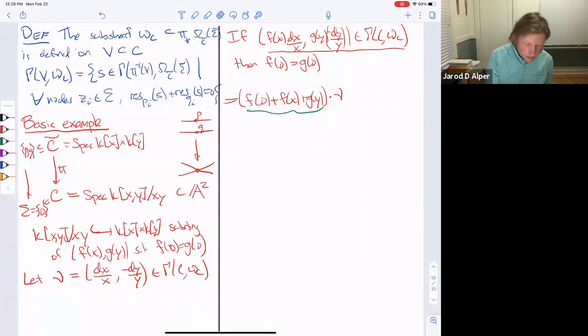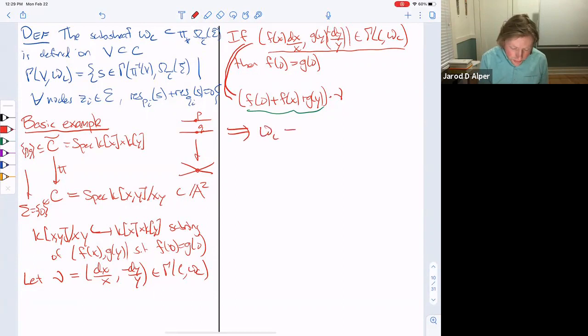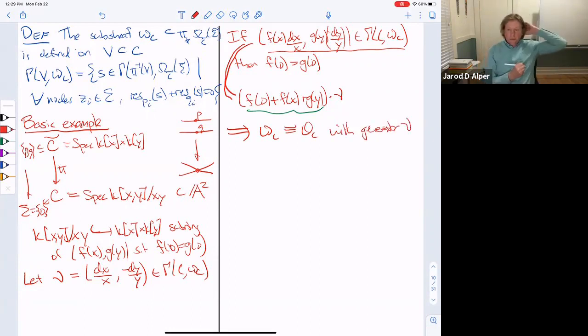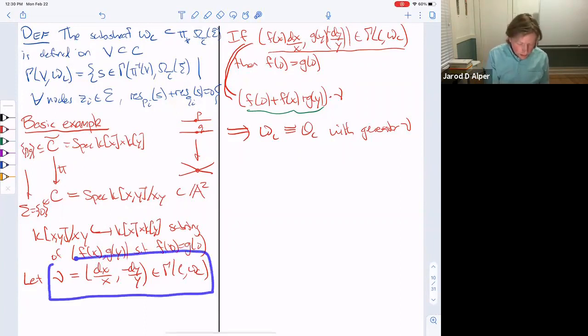These are equal. And what that means then is that omega C on this curve is isomorphic to O_C with generator nu. So in this basic example, you can write down exactly what the sections of the dualizing sheaf are, and you just show directly that this sheaf is trivial, with generator given by nu.